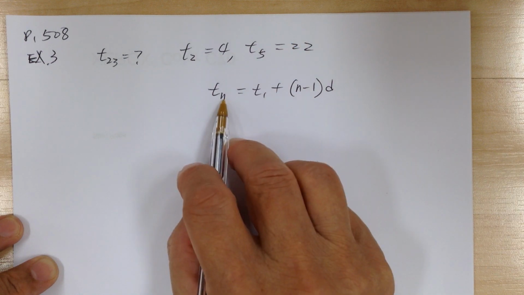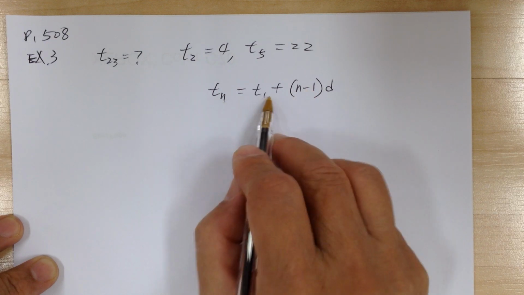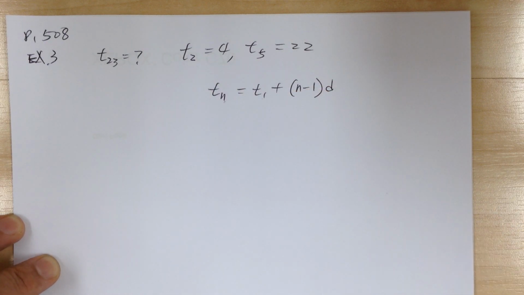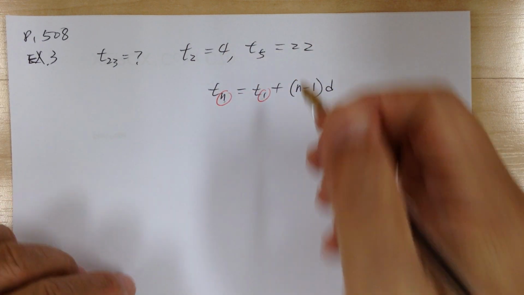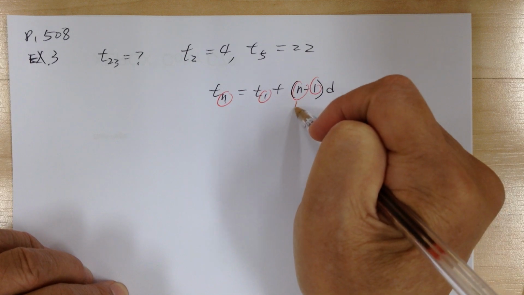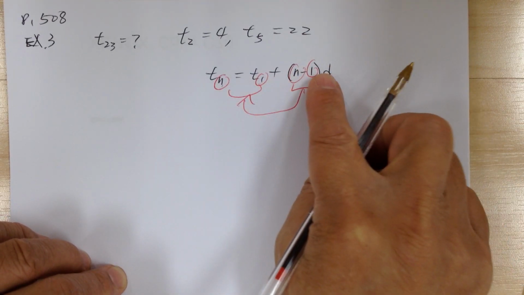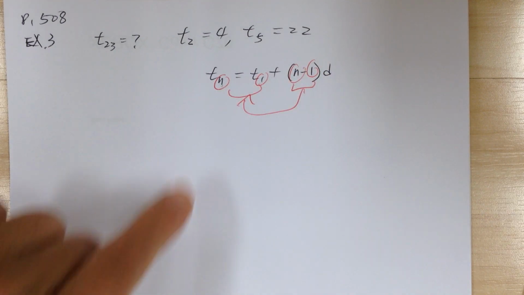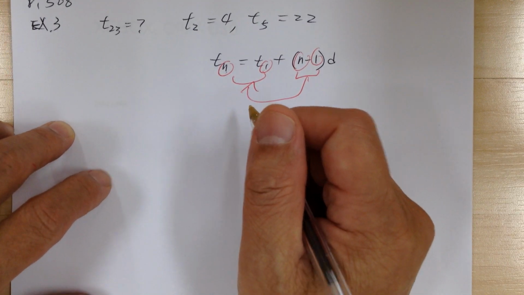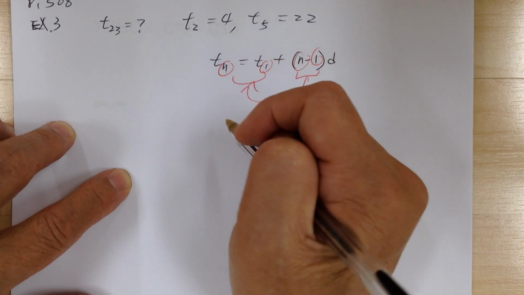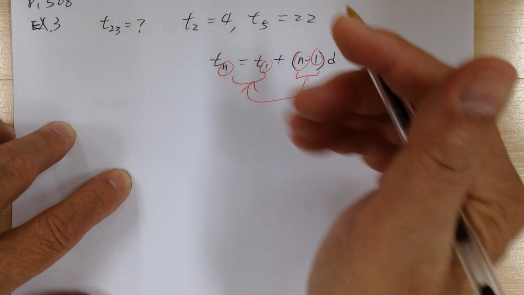See over here, when you have an n and a 1, this would be n and a 1. So be flexible with this. This can be any number as long as you match this with these. So since you got T2 and T5, you can use the 5 and the 2, or you can use 2 and the 5. It does not matter. You just use whatever you know.